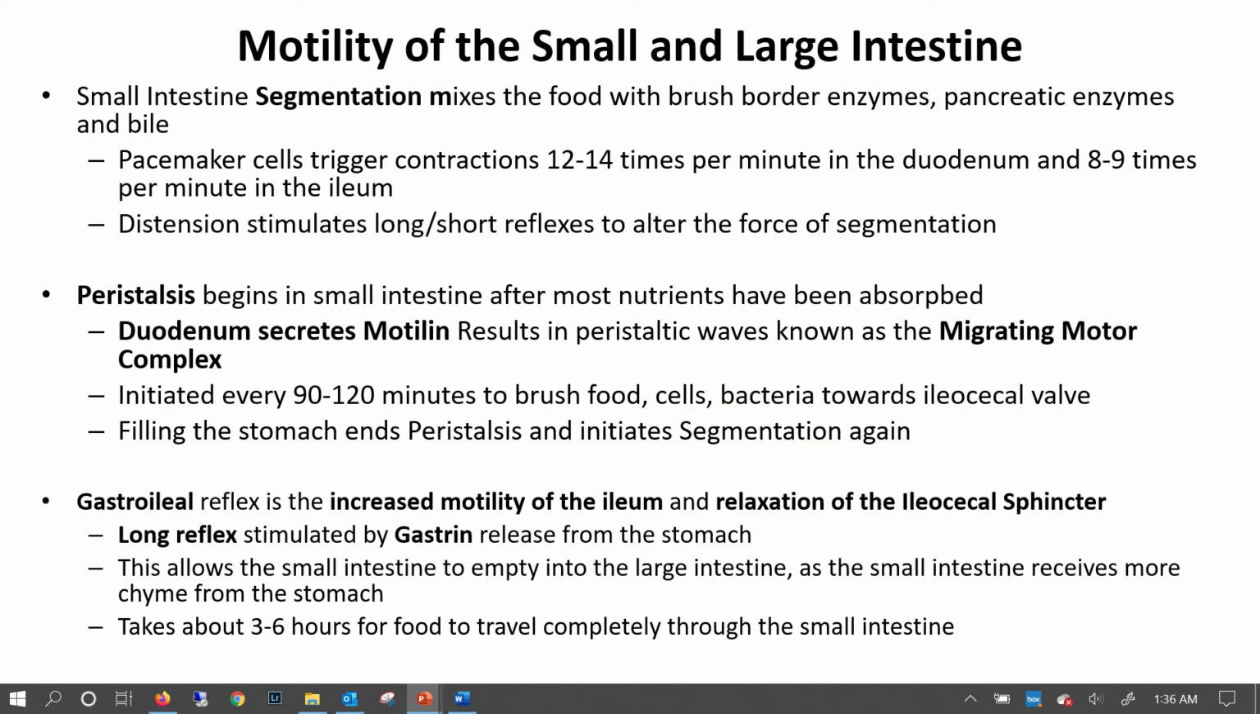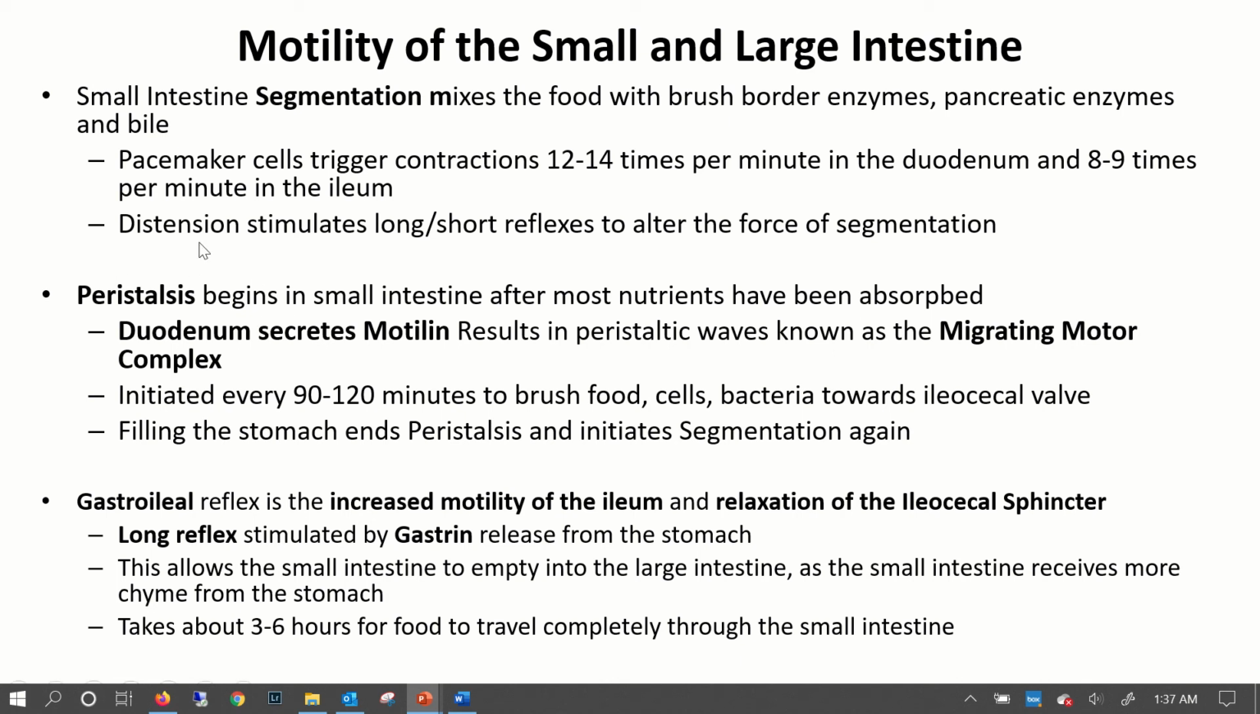The pacemaker cells in the small intestine are very similar to those in the stomach. They trigger contractions 12 to 14 times a minute in the duodenum, but it's a little slower in the ileum, about 8 to 9 times per minute. And so that creates a little bit of a backup in the ileum, essentially, until you open up the ileocecal valve to let chyme through.